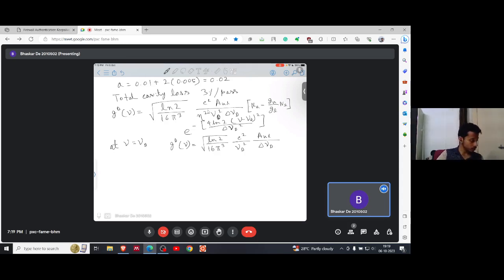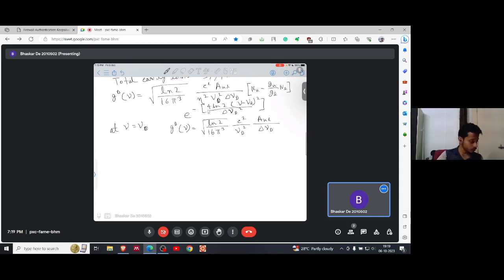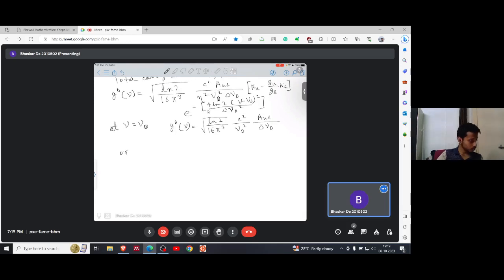So at nu equal to nu naught, we have this expression, e to the power minus 4 ln2 (nu minus nu naught) whole square by delta nu d square is equal to 1, when gain is 12%.